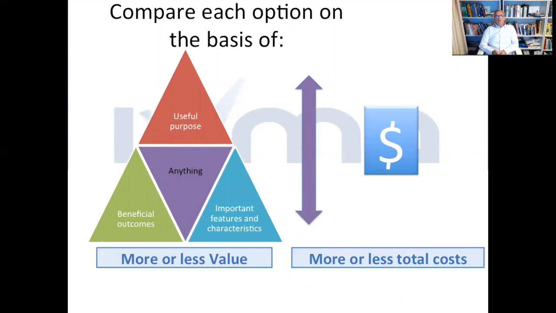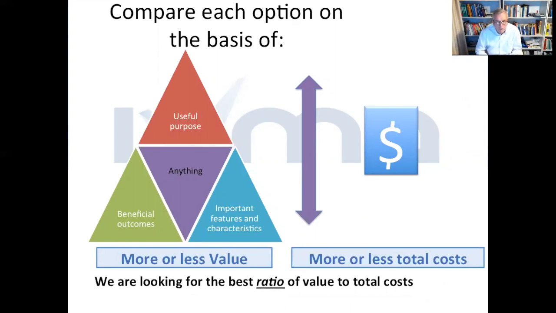Well, what we do, we compare each option. There are always options. We compare each option on the basis of more or less value. That is to say, one option will provide more of the value triangle than another. And we compare that with the total cost. And of course, each of those options will cost more or less than the others. So we're looking for the best ratio of the value to the total cost. That's an important notion to keep in mind, and we'll explore that as we go through the step-by-step process.